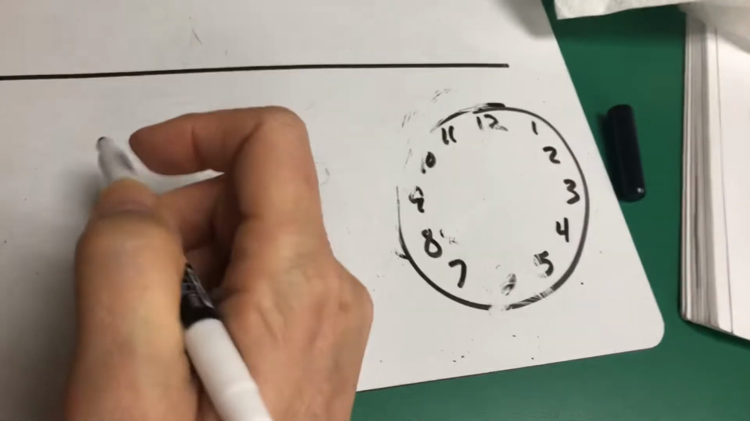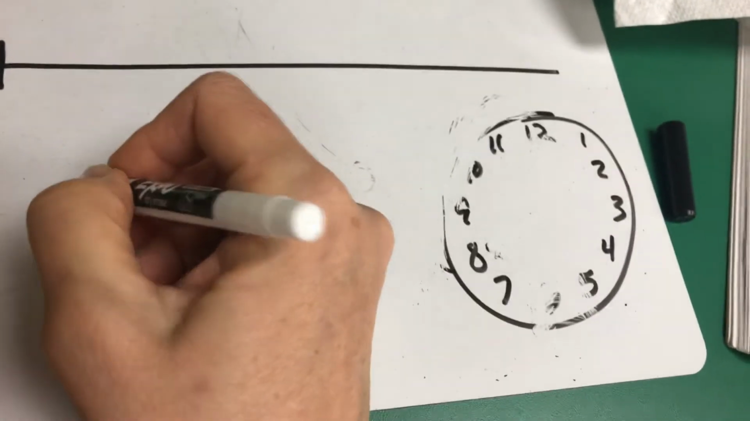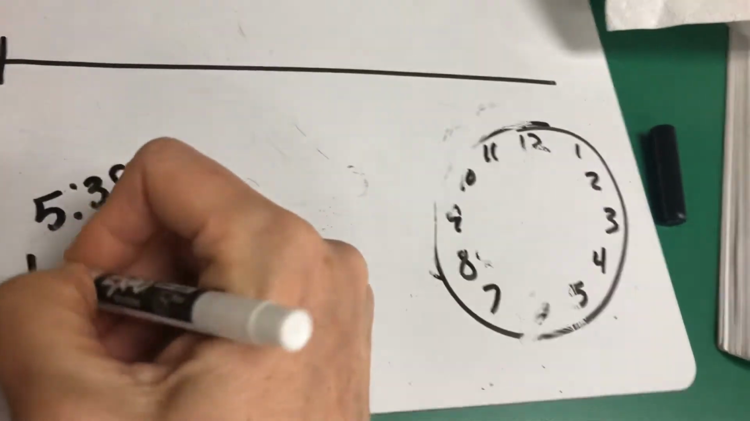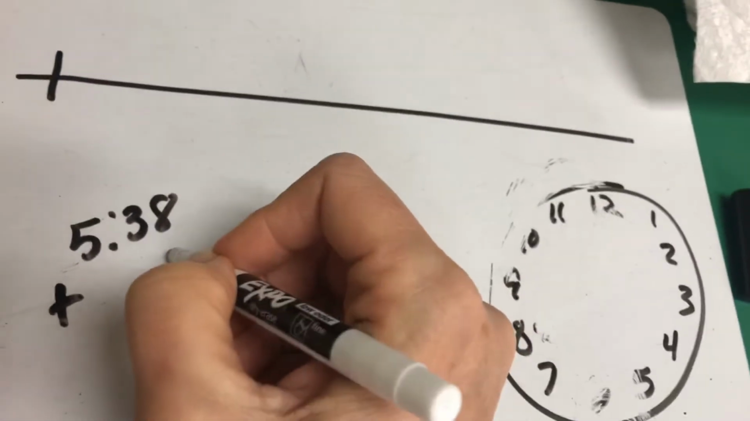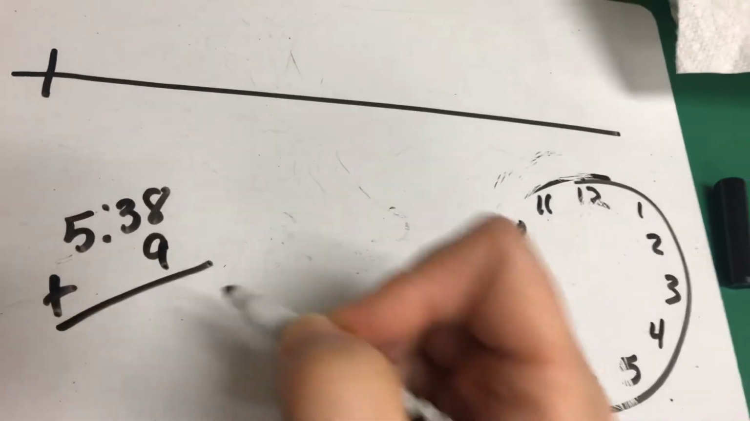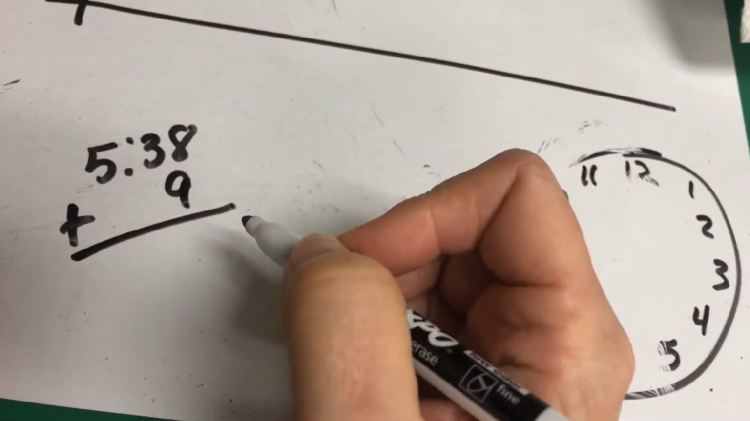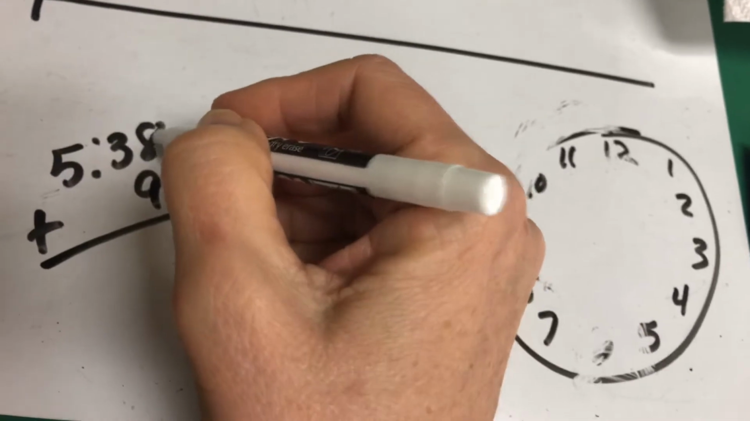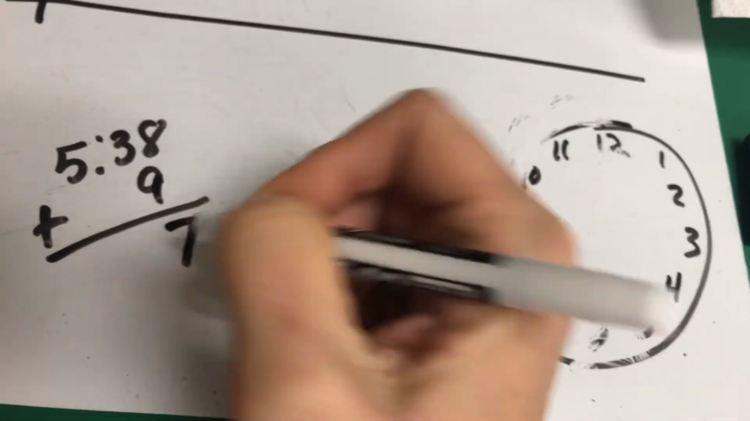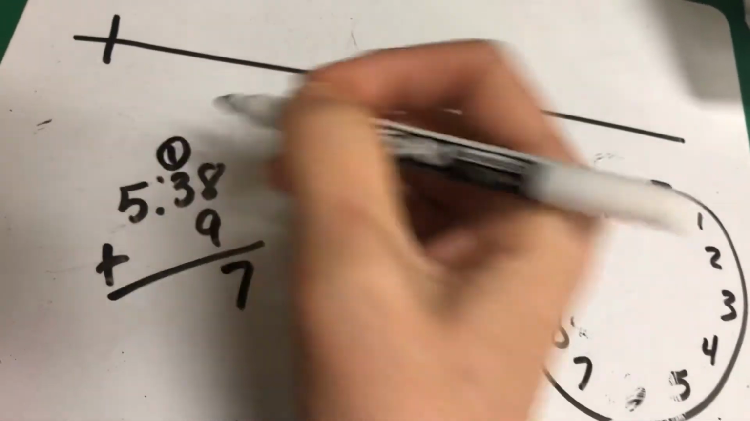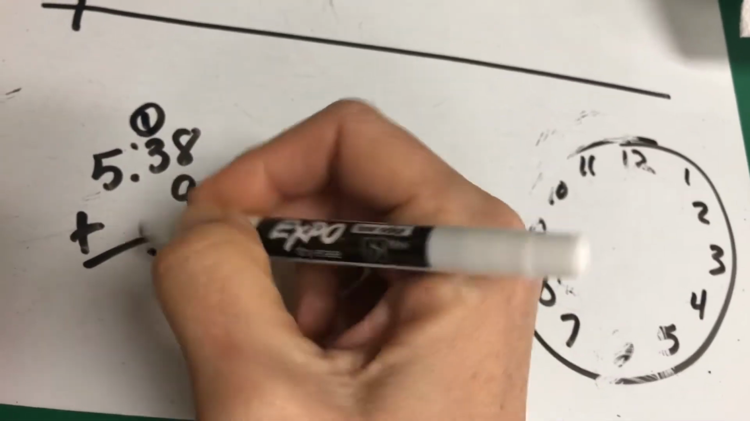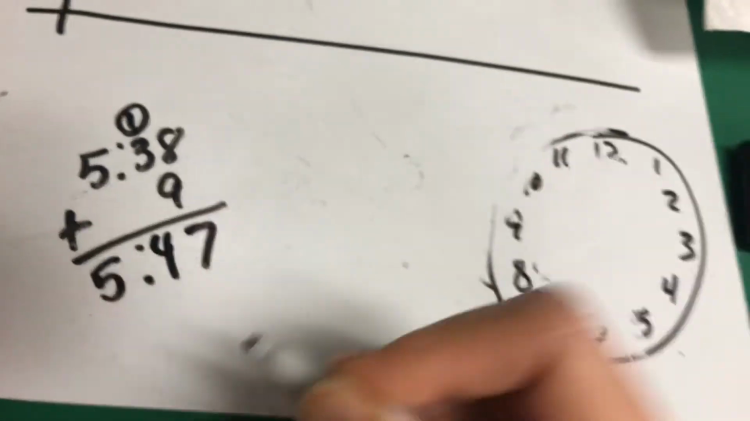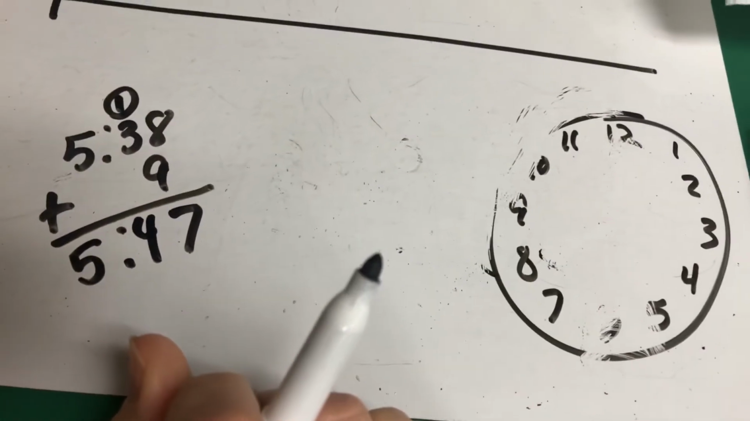Let me give you one to try. And remember, you can always pause this so you have time to try this out on your own. 5:38, let's say something goes for 9 minutes. What would that be? Well, add my 8 and my 9, and that's 17. Here I am giving the answer away, huh? 1 plus 3 is 4. 5 plus 0. So 5:47 would be the correct time.